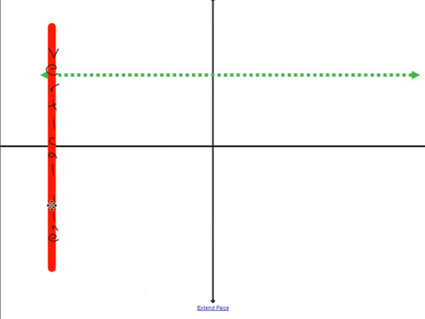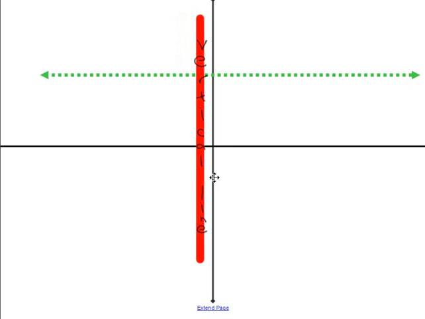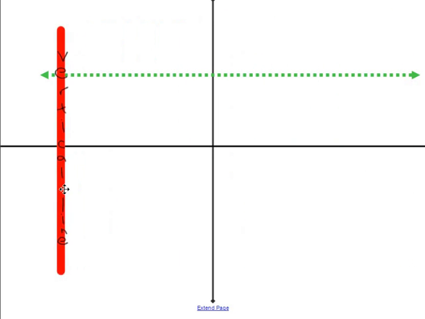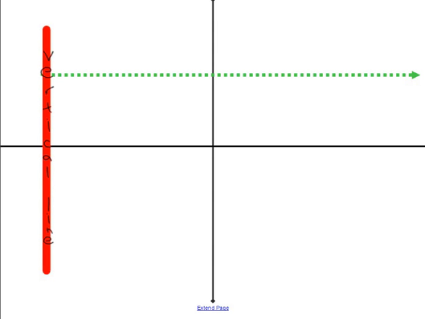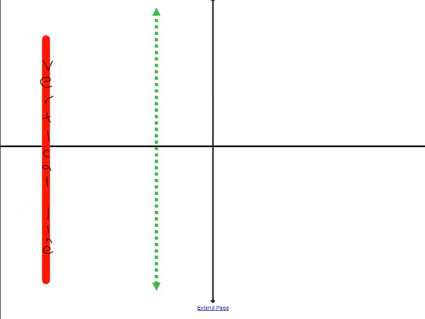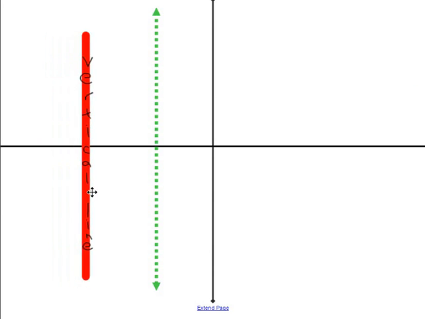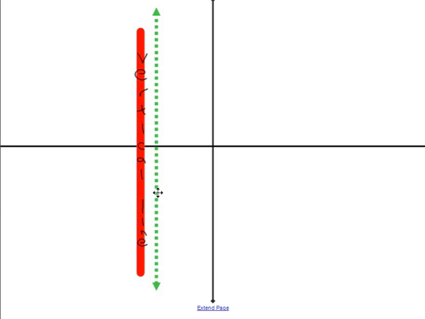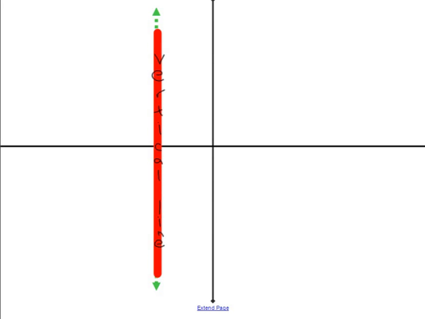Here, as I slide my line across, there's no point that my vertical line is touched twice by the graph, so this graph also represents a function. But here, when I slide my vertical line across, when it gets here, the vertical line is touched multiple times by the graph. So this one would not be a function. No, it is not.